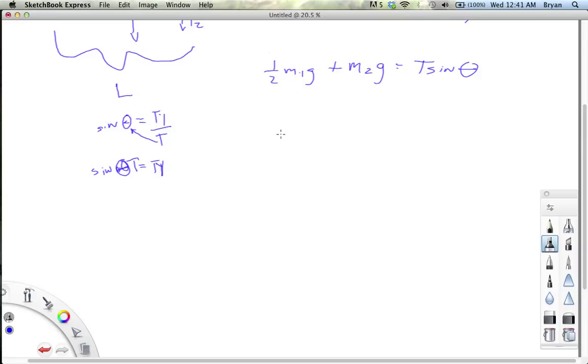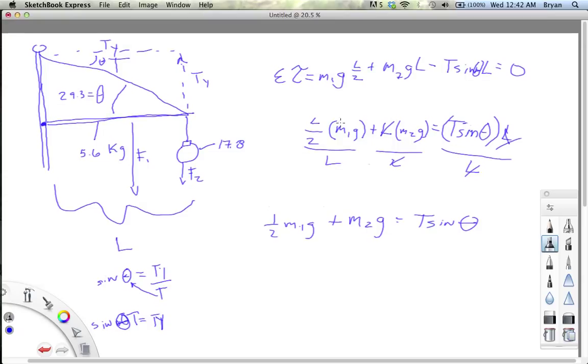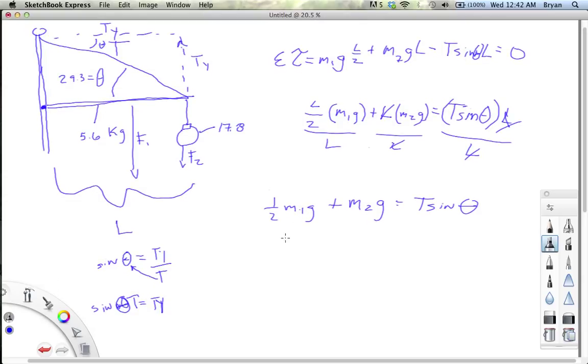So essentially we just plug and chug, because we know M1, or we know this, and we know sine of theta. And so we just solve for T. So all we're doing is dividing this side by sine of theta, and we get T, right? Easy. So go ahead and do that, and you get an answer. Mine, so this is part A, was 413.